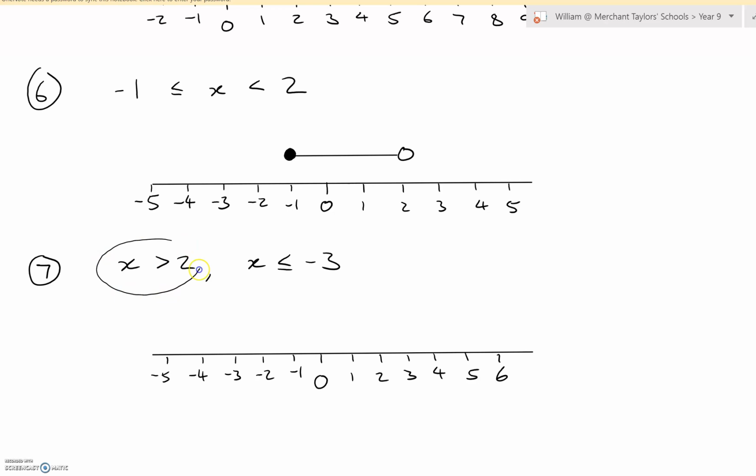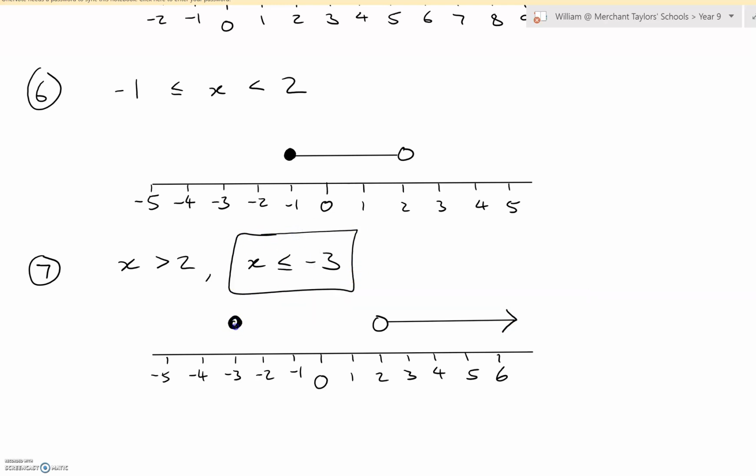So x greater than 2, we want all the values strictly greater than 2. So open circle at 2, and then a line showing all the values bigger than 2. And you should be able to see x less than or equal to -3. We'll find -3, it's a closed circle because it's got the equal to bit in it. And we want all the values less than that, so all these values this way. So you can see that it is a split inequality. The values split, it's not continuous.